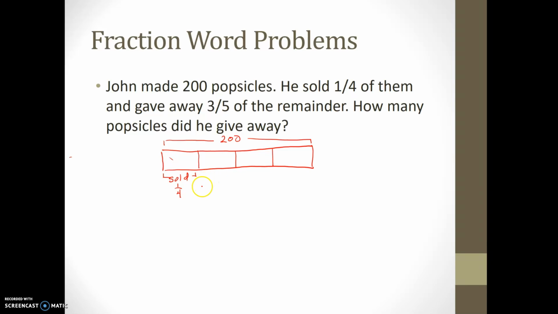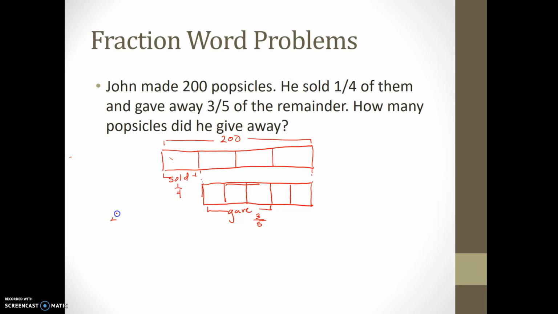So in this case, I'm going to draw a drop down, okay? And it's the same size as my 3 units up on my top bar, but now this one's going to be divided up into 5. So I've got 5 units there, and this is how many he gave away. He gave away 3/5 of that amount. Well, I need to find out just how many popsicles this drop down equals.